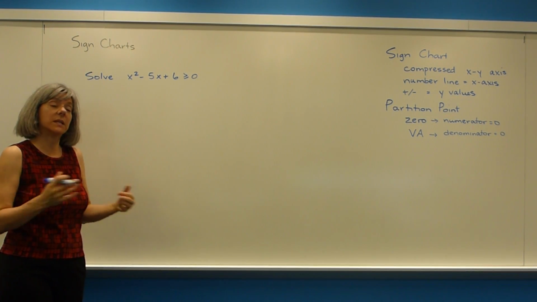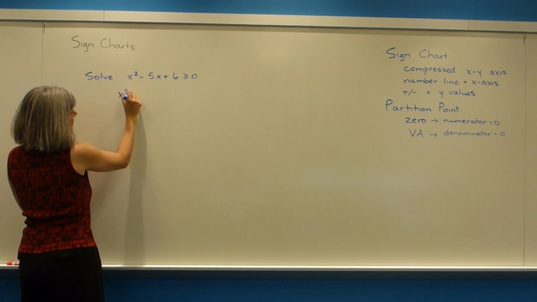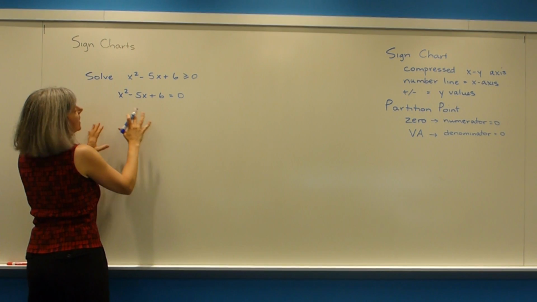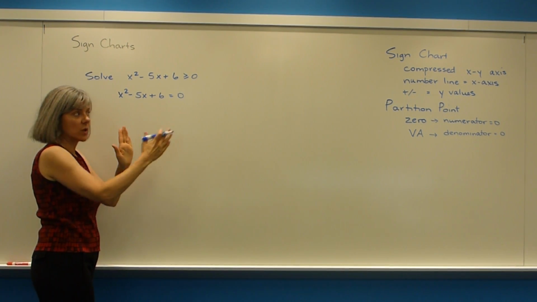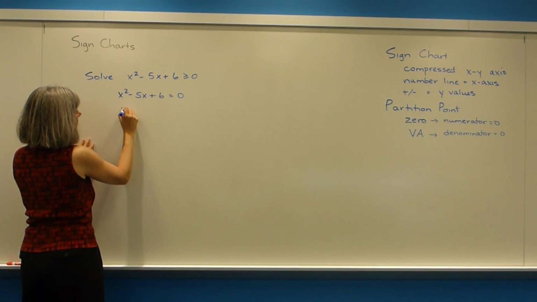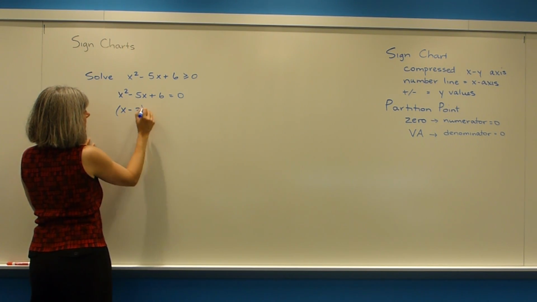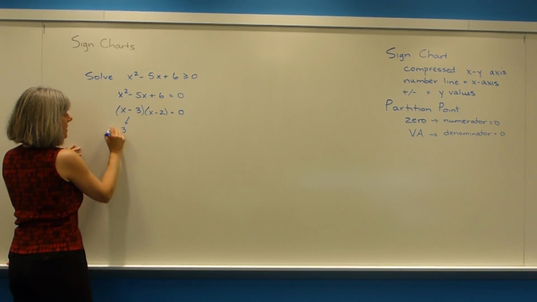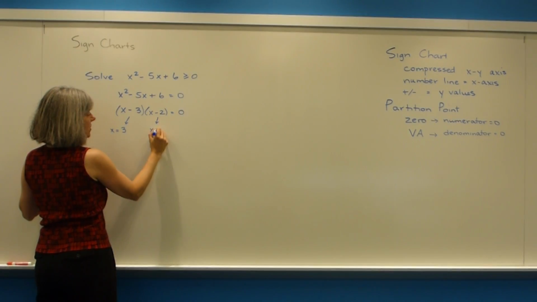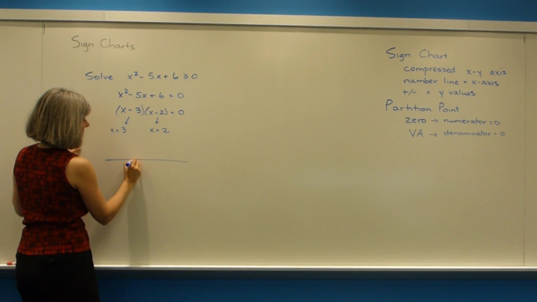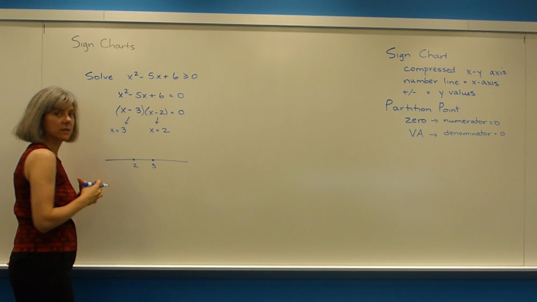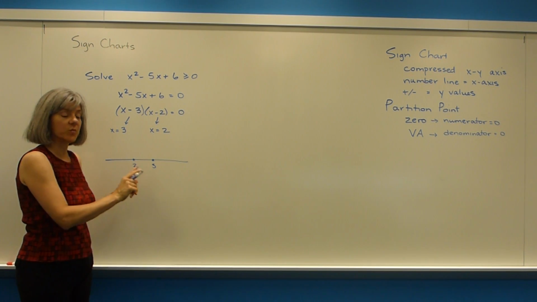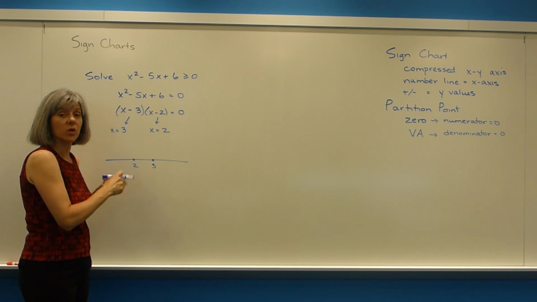I think I can do this with a sign test. So the first thing we'll do, and you don't have to write out this as long as you remember that this is what you're doing, we will find out where it's equal to 0. Those are the partition points, okay? And so we'll have x minus 3, x minus 2. So I have a partition point at 3 and a partition point at 2. Those are the only numbers that go on the number line. The sign chart, remember, is about signs, and so I don't want to put any other points except where I know the sign will change or could change.